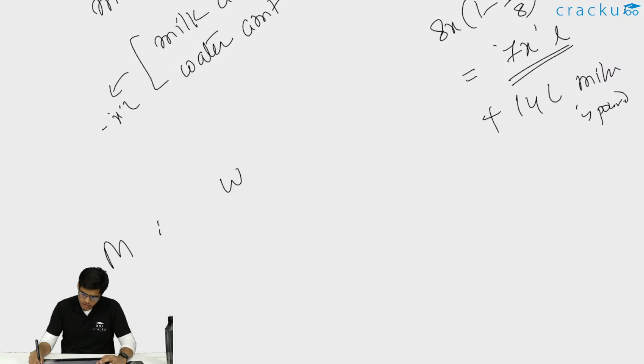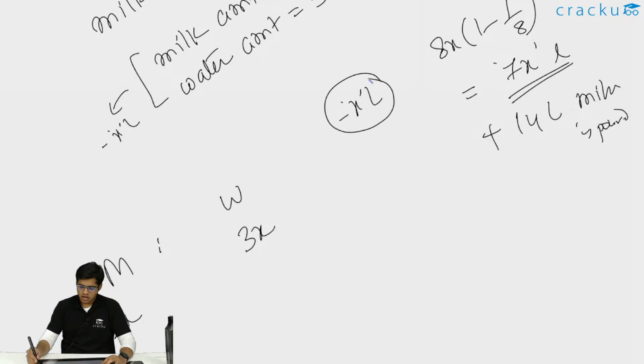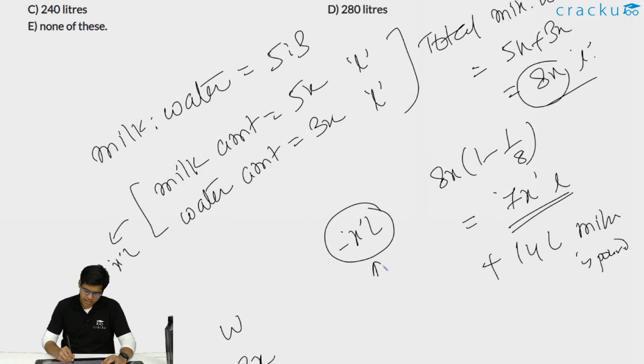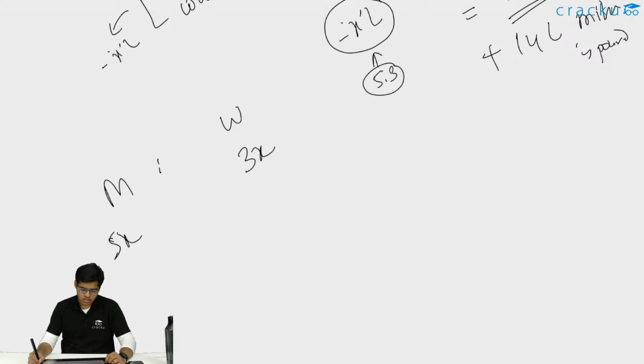Milk amount was initially 5x. Water amount was initially 3x. I am taking out x liters of the mixture. The ratio of milk and water in what is taken out will remain 5:3 only. So if milk is 5x and water is 3x, what will be the amount taken out?